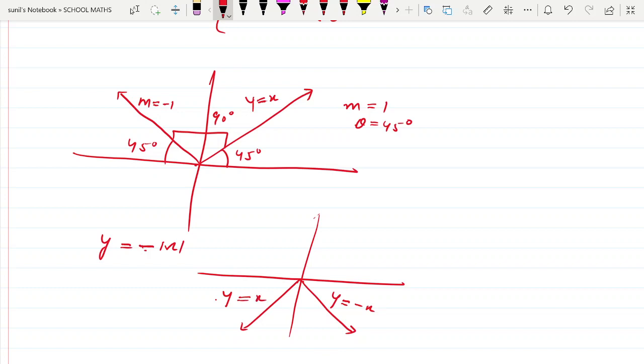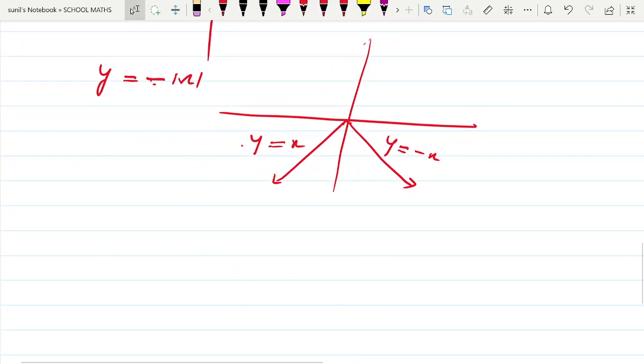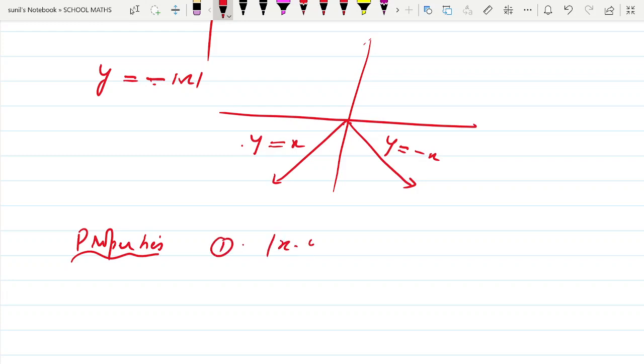Okay, now let us do some properties of modulus. Now what are the properties? Property number 1: modulus of x into y is mod x into mod y, for all x and y belonging to the real numbers. Number 2: modulus of x over y is mod x over mod y.